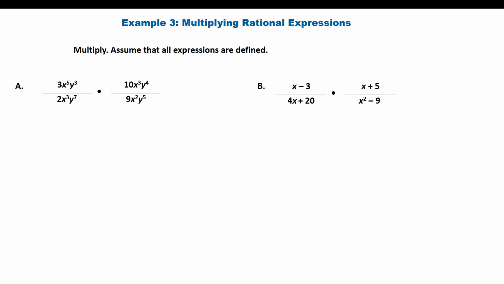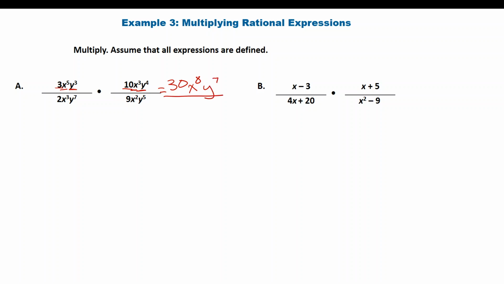Okay, so let's practice multiplying rational expressions. The first thing we could do on our first one is just multiply across. 10 times 3 is 30. And when we multiply variables with exponents, we just have to add our exponents. So 5 plus 3 is 8. Now for our y's, again, we're just going to add our exponents. So 3 plus 4 is 7.